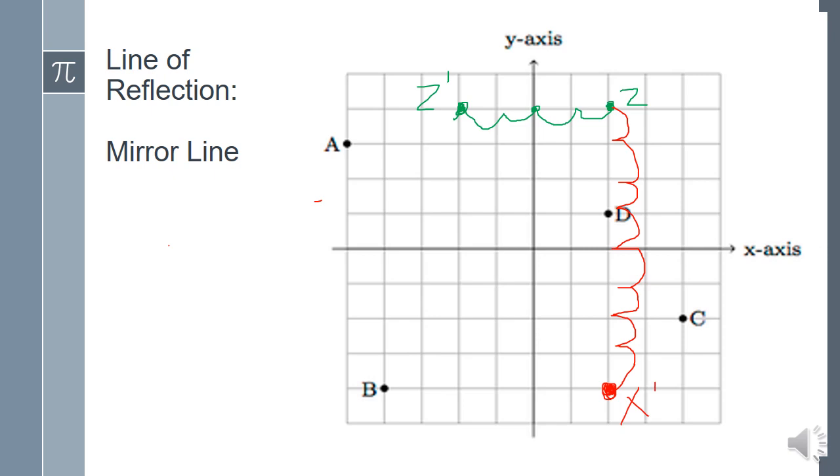Okay, so just keep that in mind. It is very important to read what they're telling you to reflect it across. Because as you can see, this is Z. As you can see, you're going to end up somewhere different, and your answer will be wrong if you don't go across the correct line of reflection.